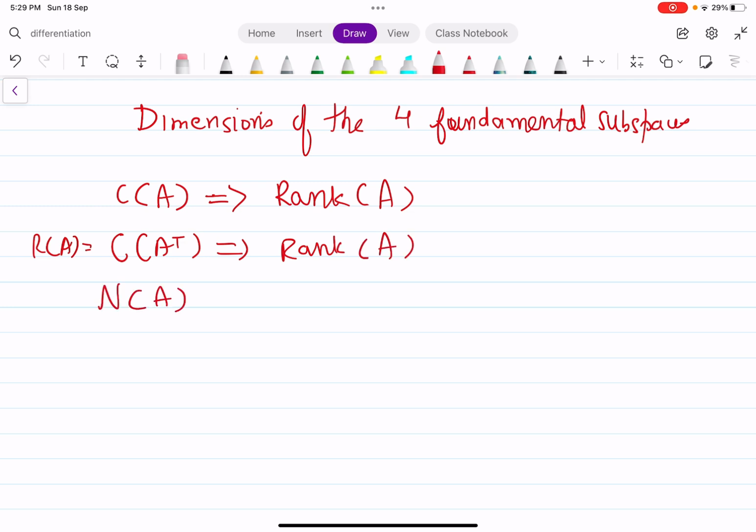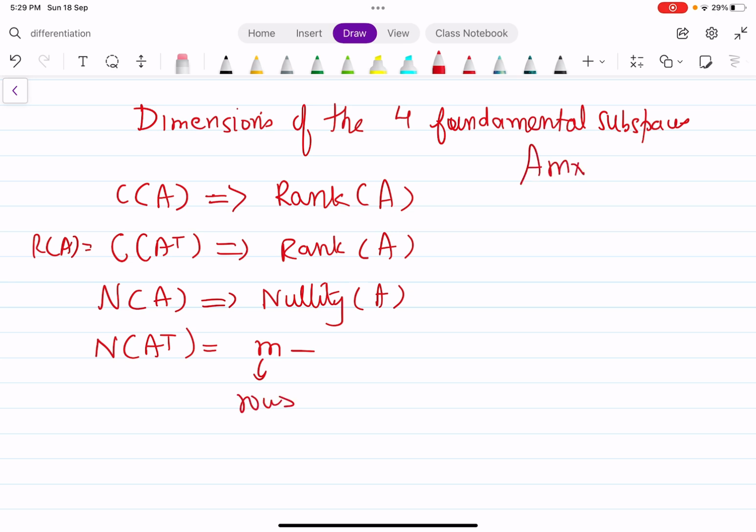The dimension of the null space of A is the nullity of A, and nullity, you already know, is the number of free variables in the reduced row echelon form. So that is what the dimension of the null space of A is. And the dimension of the null space of A transpose is the total number of rows, because A is an m by n matrix, minus the rank, which is the rank of A. That is what this idea is.